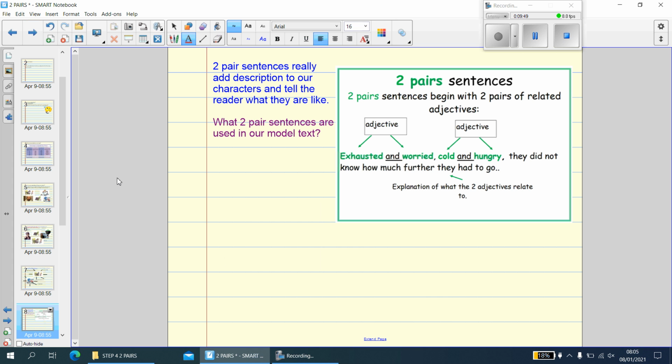Right then, so now it is your turn. So, a two-pair sentence. This is mainly for parents as well if they're helping you, but we have done this before. Two pair sentences really add description to our characters, and they tell the reader what they're like.